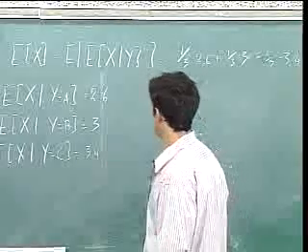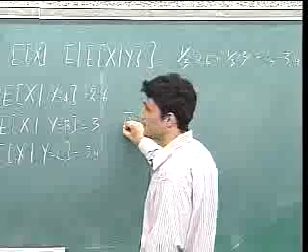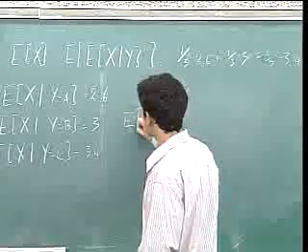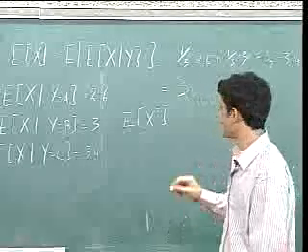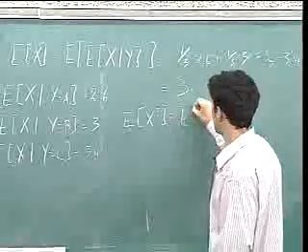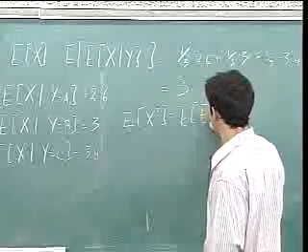And very similar logic goes into calculating the variance of x. But this time we need to calculate the expected value of x squared. So the expected value of x squared is, again, we do the same thing.